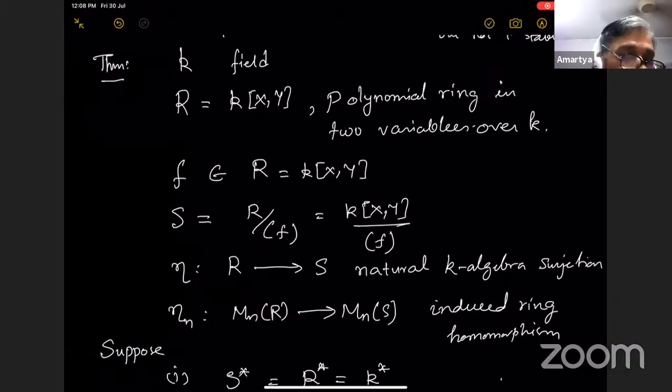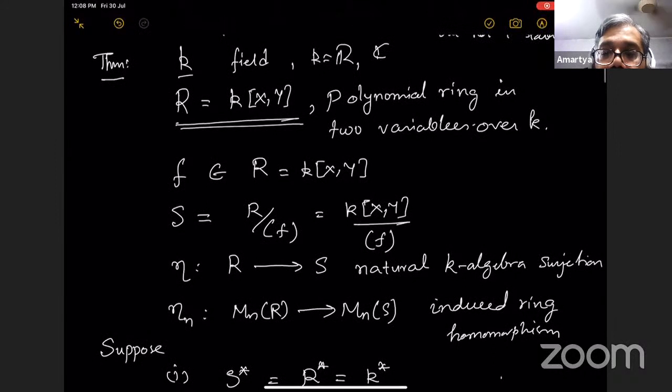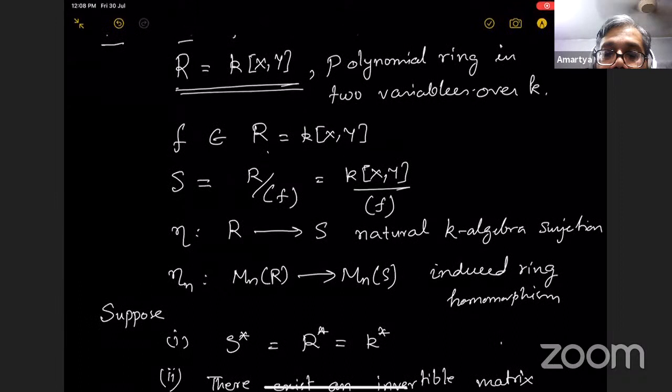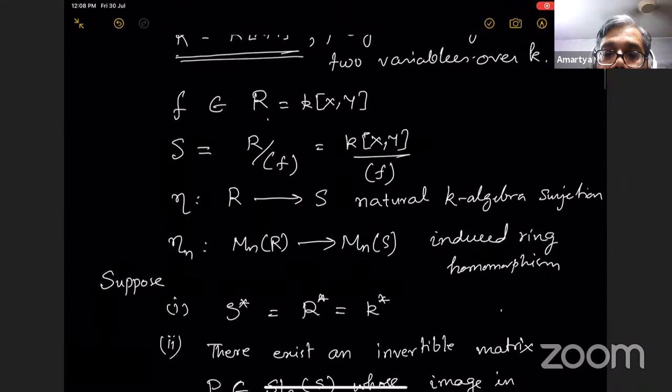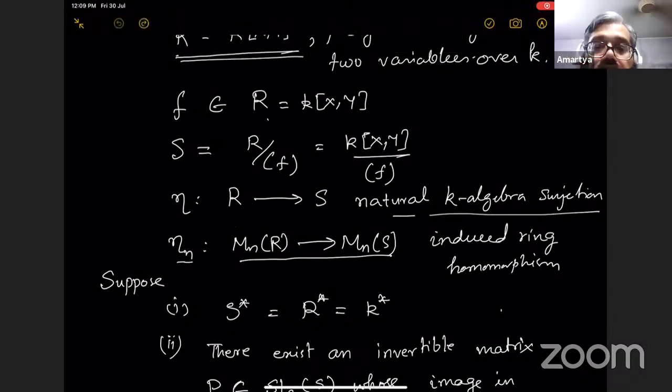So K is a field and R is a polynomial ring in two variables. I will give examples where K equals the reals and complex numbers, and this you can apply to any field provided you get all these things. So R is a polynomial ring in two variables, F is an element in R, S is this quotient ring, and eta is this natural K-algebra surjection, with eta_n the induced ring homomorphism. Here M_n(R) is the set of n by n matrices over the ring R, and this is the natural surjection induced by this map.